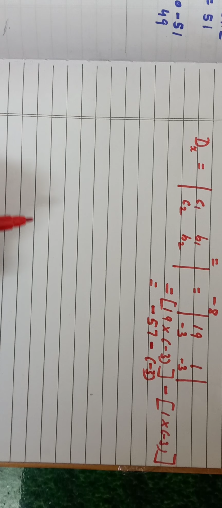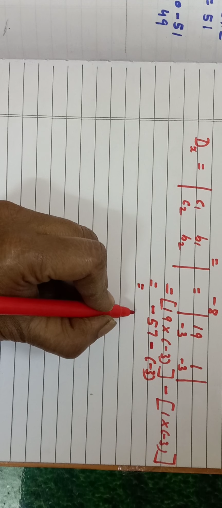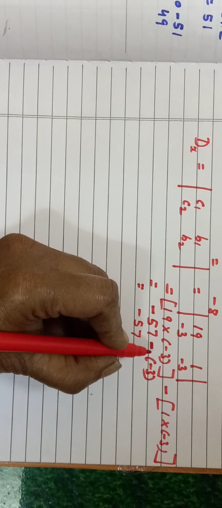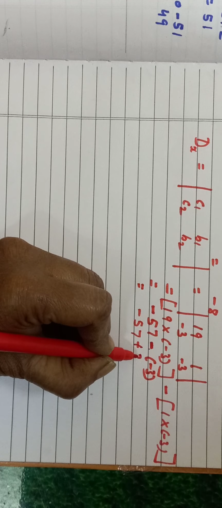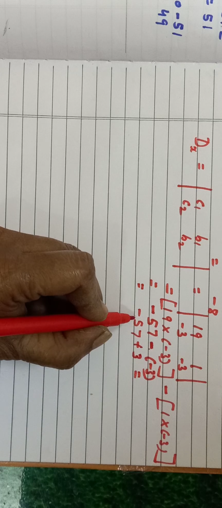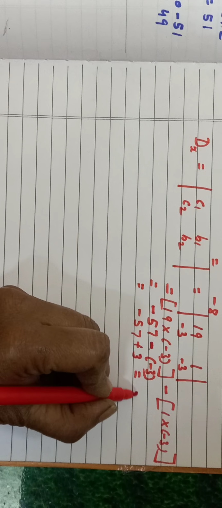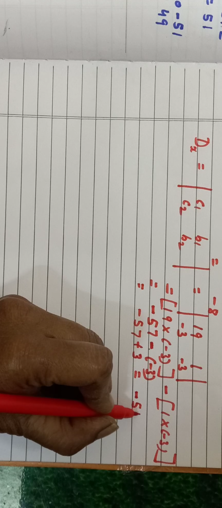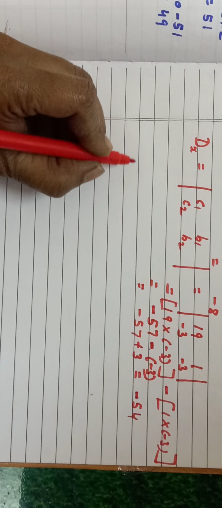So now we will get minus 57, minus into minus is plus. So we will write plus 3. Now here the signs are different, so you have to subtract and put the greater number's sign. So you will get minus 57 plus 3 is minus 54. So we have got the value for dx.